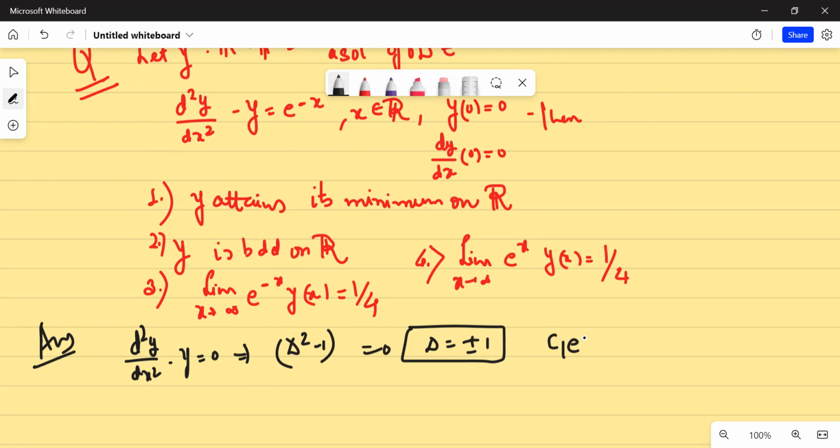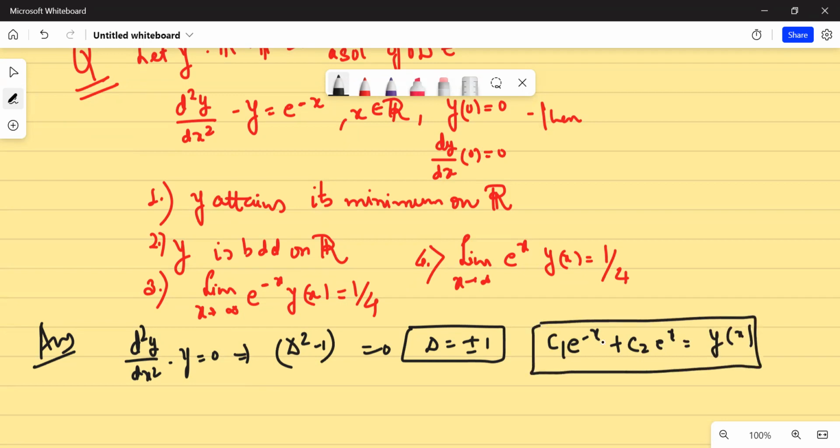So the solution can be written as e to the power minus x plus e to the power x. Sorry. Are you getting my point, that this is how you're going to write your solution for the corresponding homogeneous part? So the solution for the corresponding homogeneous part would be a complementary function given by this. Is that clear? Yes or no, quickly tell me. Is that clear? Okay. Yes, sir.